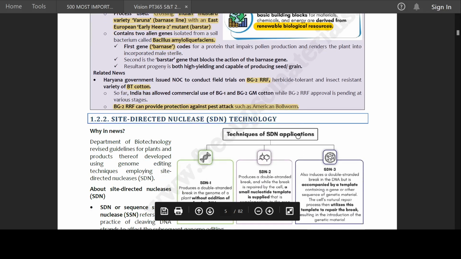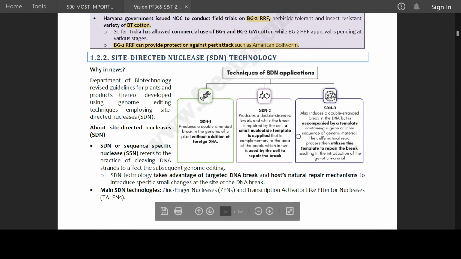Moving forward, Site-Directed Nuclease Technology (SDN). The Department of Biotechnology revised the guidelines for plants and products thereof developed using genome editing techniques employing site-directed nucleases. So let's see what site-directed nucleases (SDN) are. SDN refers to the practice of cleaving DNA strands to affect the subsequent genome editing. SDN technology takes advantage of targeted DNA break and hosts the natural repair mechanisms to introduce specific small changes at the site of DNA break.